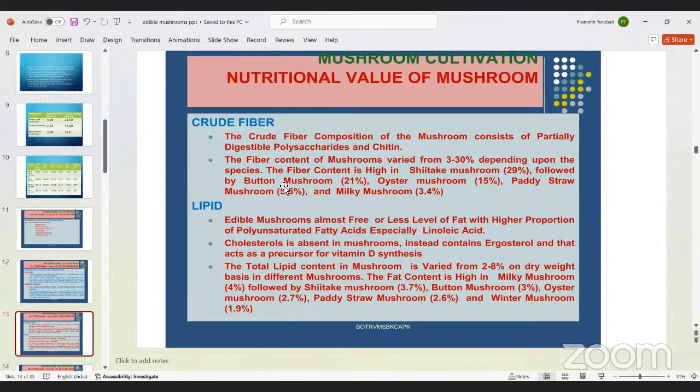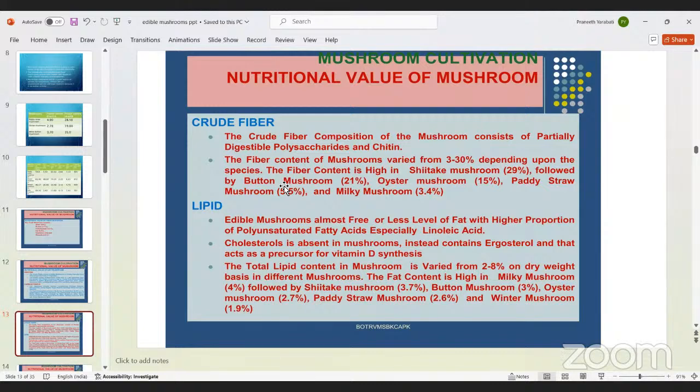Next one is the lipid. Edible mushrooms contain little fat, with a high proportion of polyunsaturated fatty acids, mainly linoleic acid. Cholesterol is absent in mushroom. Instead, they contain ergosterol, which acts as the precursor for vitamin D synthesis. The total lipid content in mushroom varies from 2 to 8%, so generally 2 to 8% of lipids are present in the mushroom.